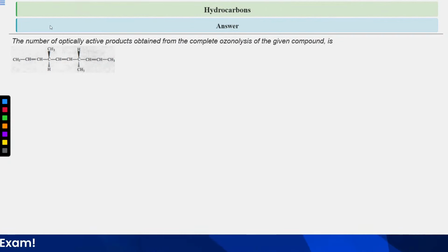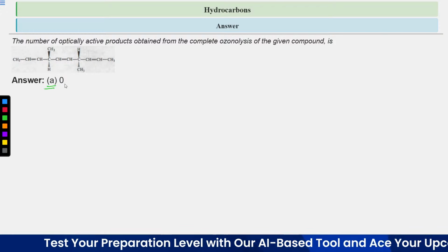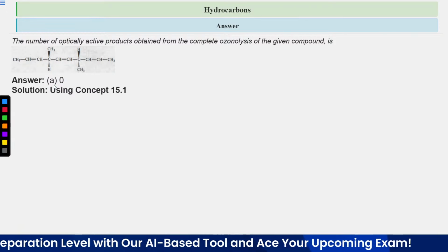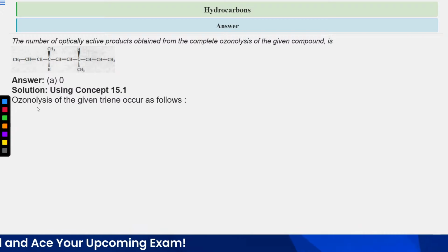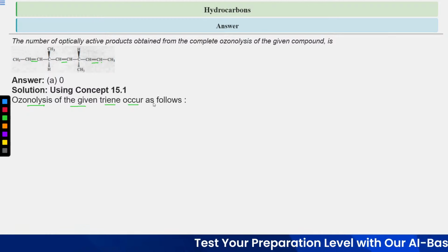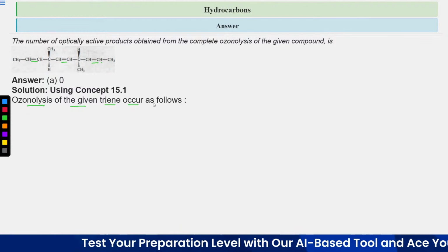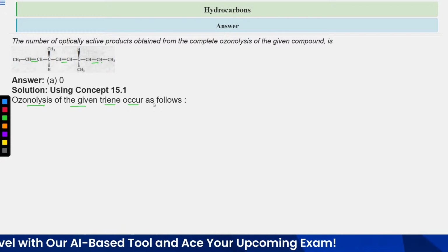So for the given question with the given compound image, the correct answer is option A, which is 0. So using concept 15.1, ozonolysis of the given triene. Why are we calling it a triene? Because there are 3 double bonds present, and we represent a double bond as an alkene, so that is why we are calling it a triene. When you do the ozonolysis of this triene, it will occur as follows.